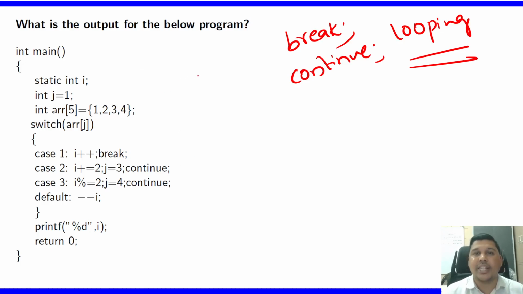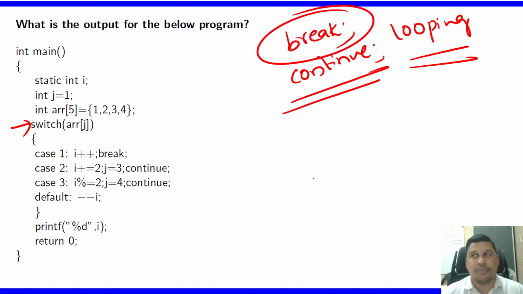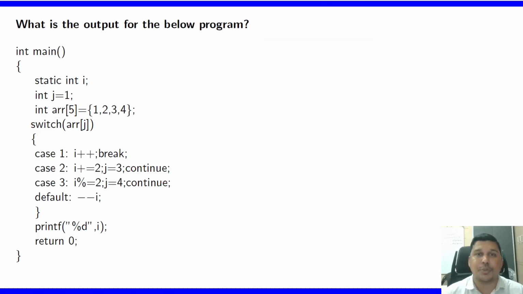The only point here is that inside a switch case, you can use only break statements. The continue statement should not be used. After every case, you can write break like that. But you cannot use continue. This is illogical. So this program will give an error because the continue statement is not allowed inside switch. That's the output of this program.